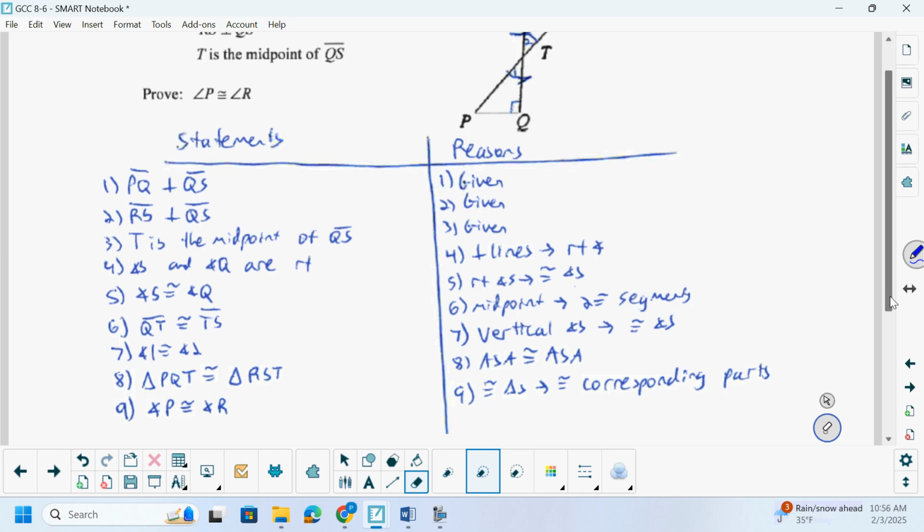So your only way you could vary is in steps 4 through 7, you could rearrange like when you did the vertical, when you did the midpoint, when you did your perpendicular and right angles implies. Those could vary, but other than that, this proof should be exactly the same.